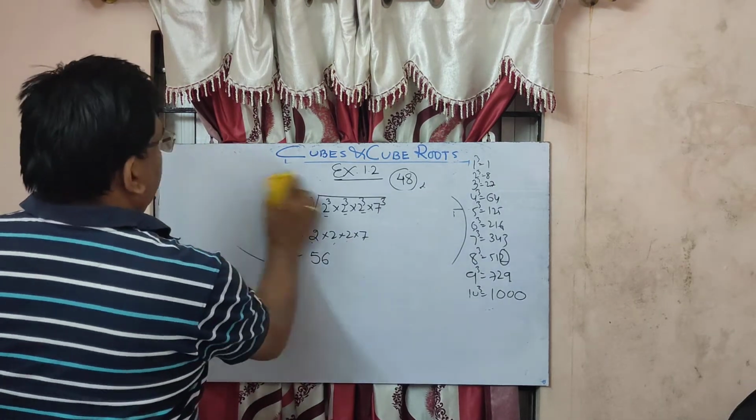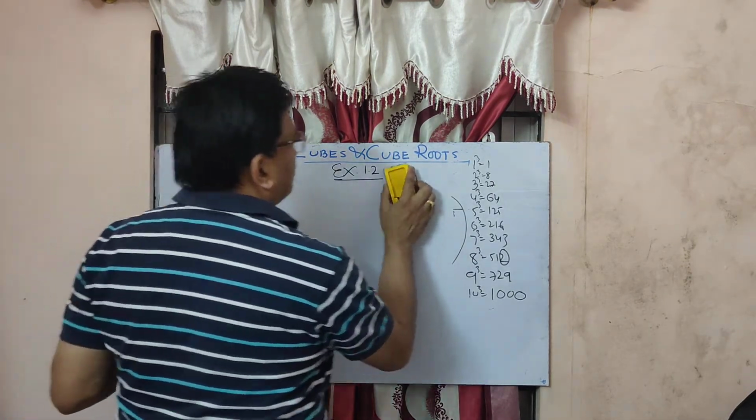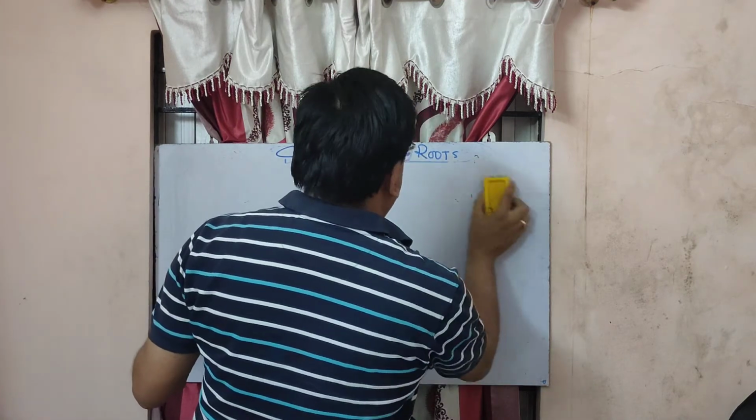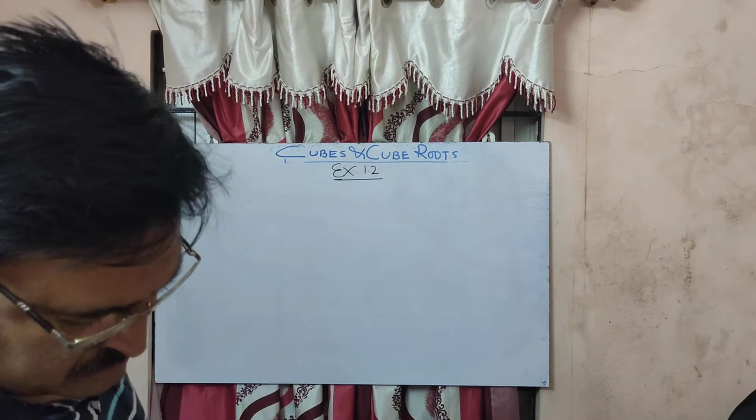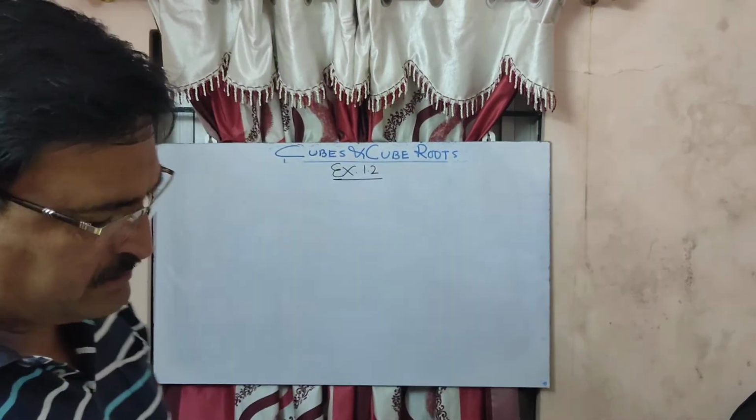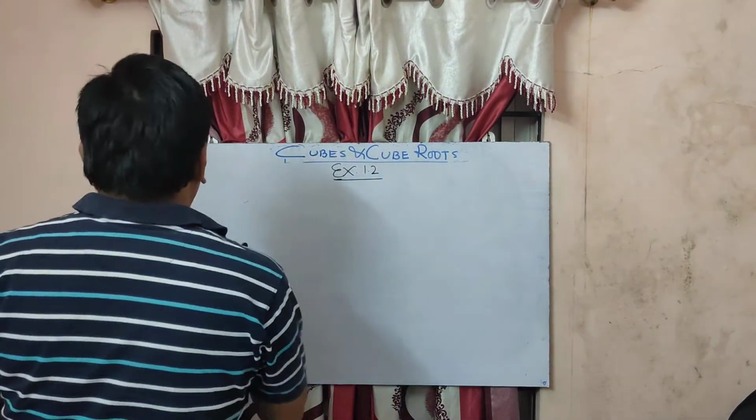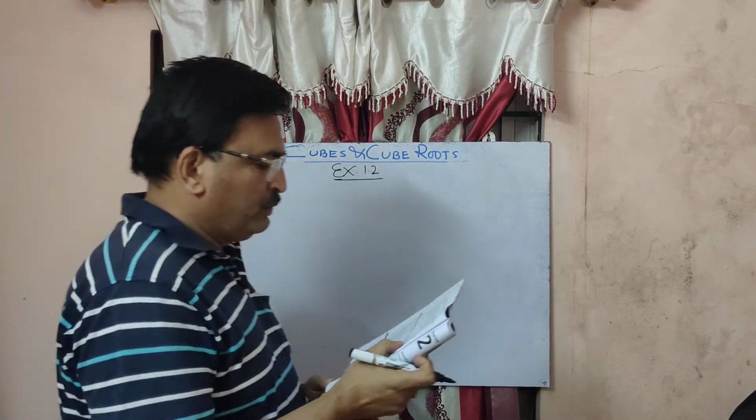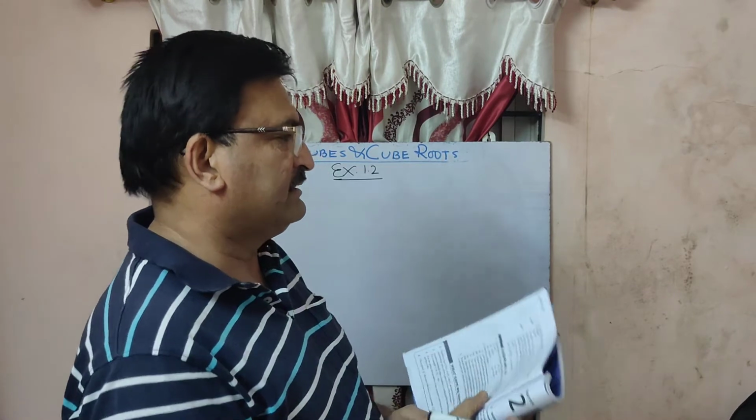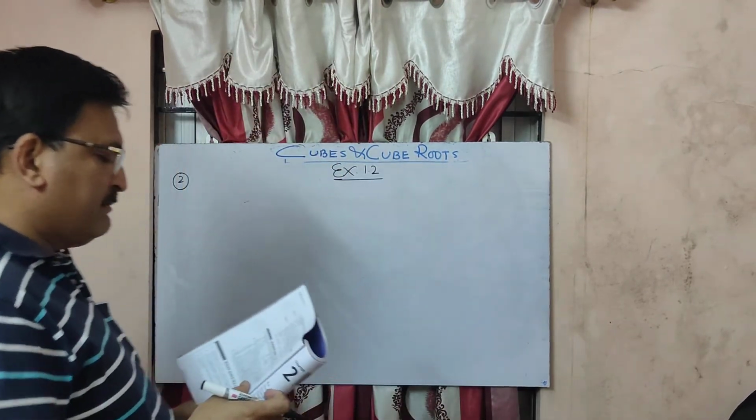Okay, now we'll move to the next question. State true or false. Second question. So you have to say true or false. Cube of any odd number is even.